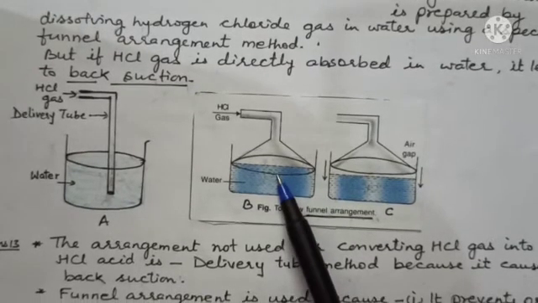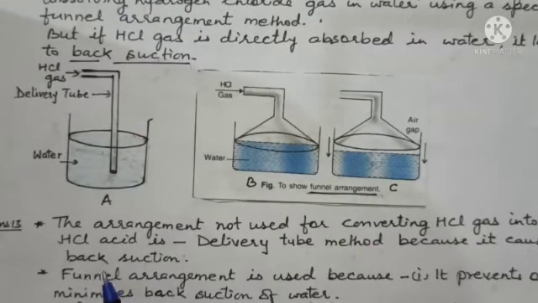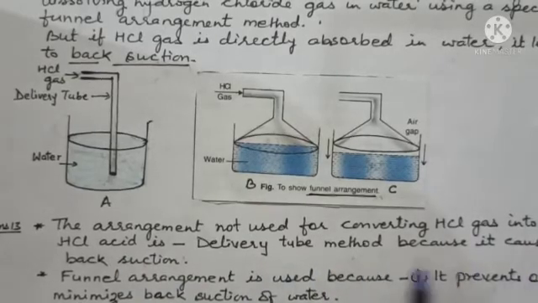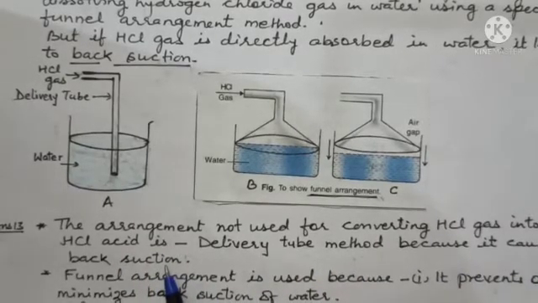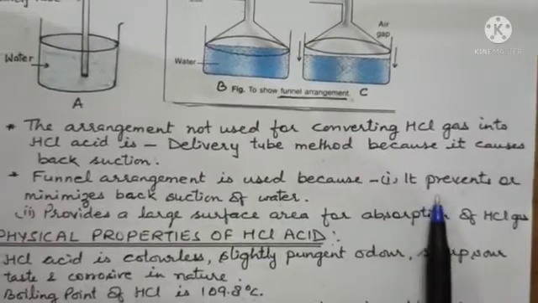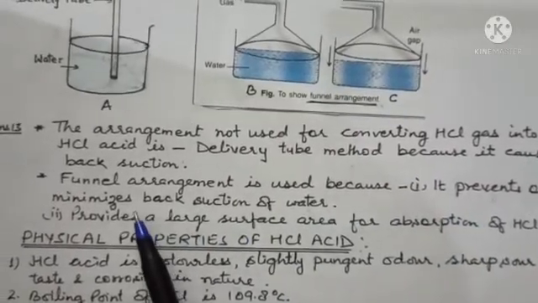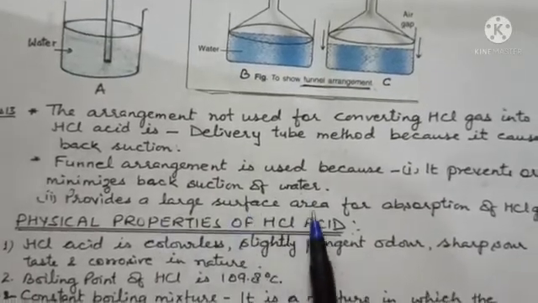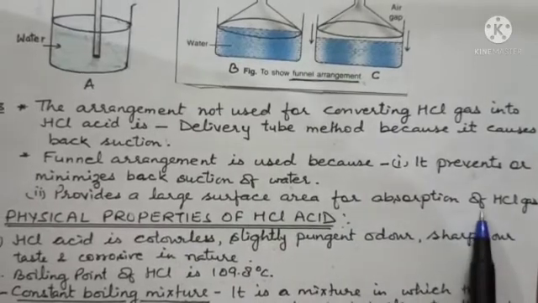Your question number 13 in the book is: explain the arrangement not used, and the arrangement used for converting hydrogen chloride gas into hydrochloric acid. So which arrangement is not used? The arrangement not used for converting hydrogen chloride gas into hydrochloric acid is the delivery tube method, because it causes back suction. And which method is used? The funnel arrangement method is used because it prevents or minimizes back suction of water. And second, it provides a large surface area for absorption of HCl gas.